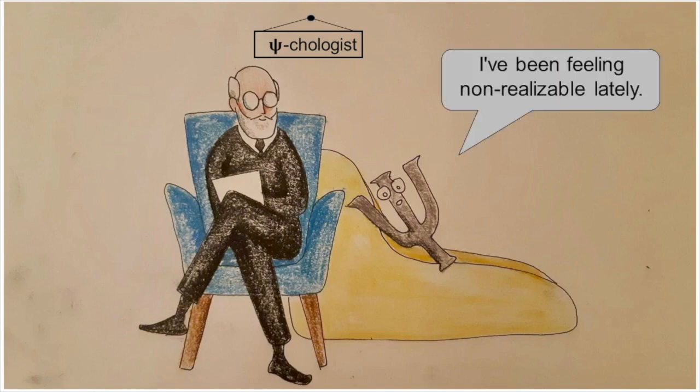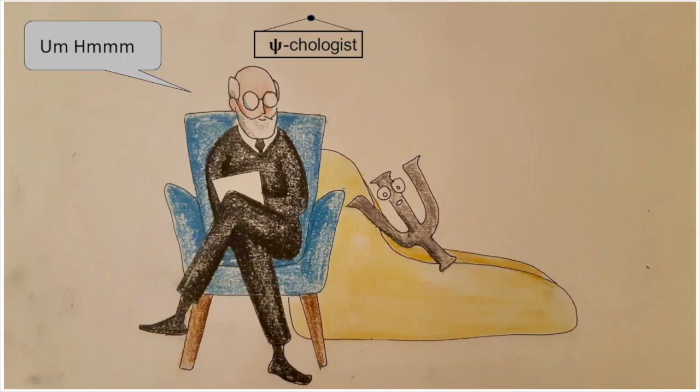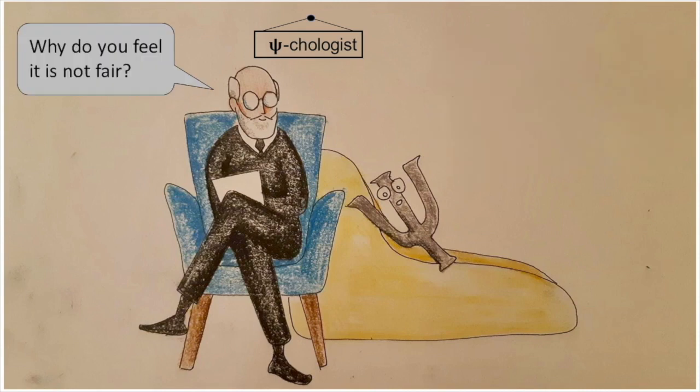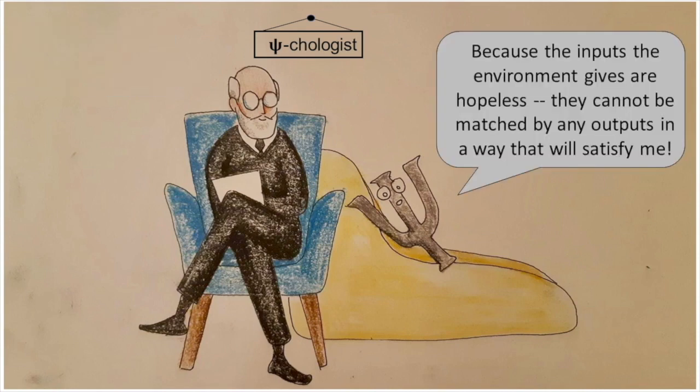I've been feeling non-realizable lately. Every time I meet a new system that tries to realize me, the environment gives it inputs on which it fails to satisfy me. It's just not fair. Why do you feel it is not fair? Because the inputs the environment gives are hopeless. They cannot be matched by any outputs in a way that will satisfy me.